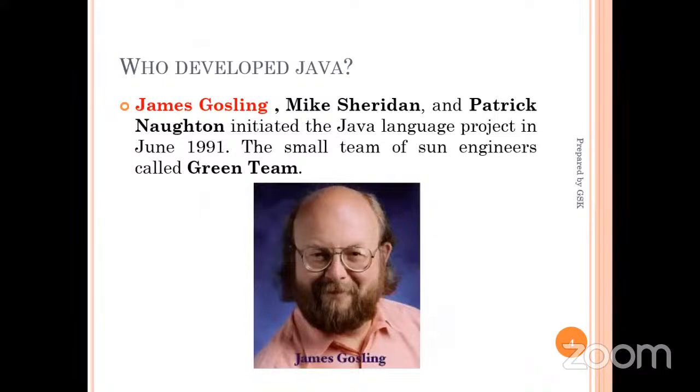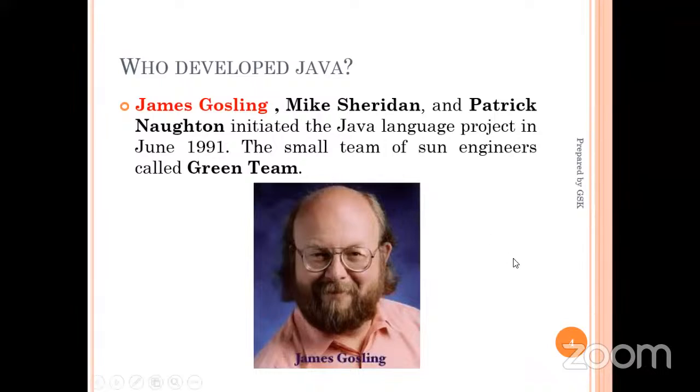Then the next thing is who developed Java. As you know, the C language was developed by Dennis Ritchie. Generally, we call Dennis Ritchie the father of the C language. In the same way, a team developed the Java language, and the main person in the team is James. The person is James Gosling. You can observe this image, the James image. We can say that he is the father of Java.